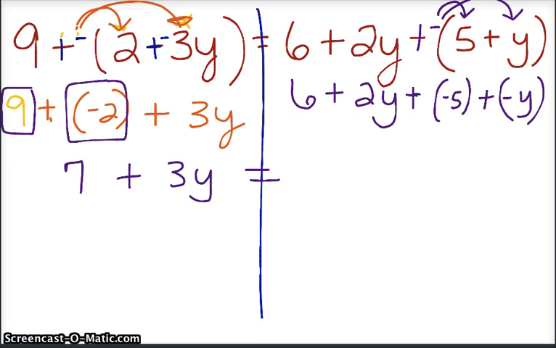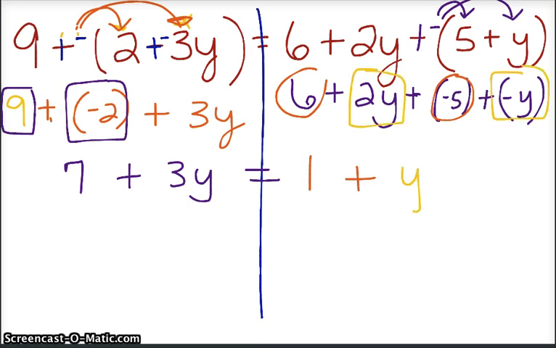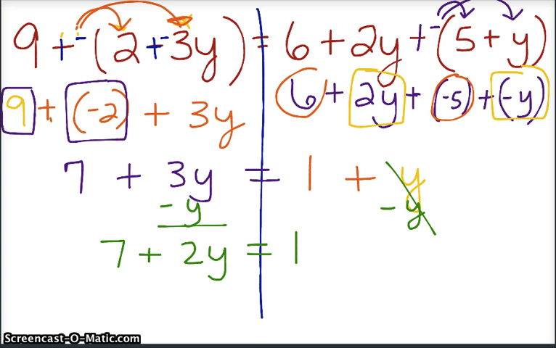Okay, now let's see if we can put some stuff together. Let's put our normal numbers together. 6 plus negative 5 would be 1, and then plus, let's do our y's, 2y and a negative y would just be a normal y. All right, so now let's take some y's away from both sides. I can take a y away here and 1 here. That gives me 2y, and I still have my 7 on that side, and then 1 on the other side.